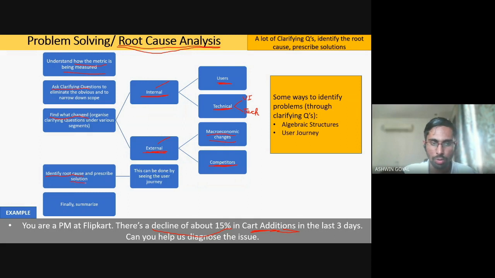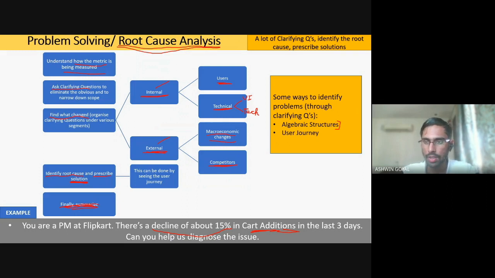Now, when we talk about solutions here, these are very basic solutions. These are not as complex as the ones we had discussed in product improvement. So you would just need to prescribe a basic, simple solution. Depends on the interviewer. And finally, summarize. So I've added this summarize step everywhere so that you don't forget to do this, because this is also very important.